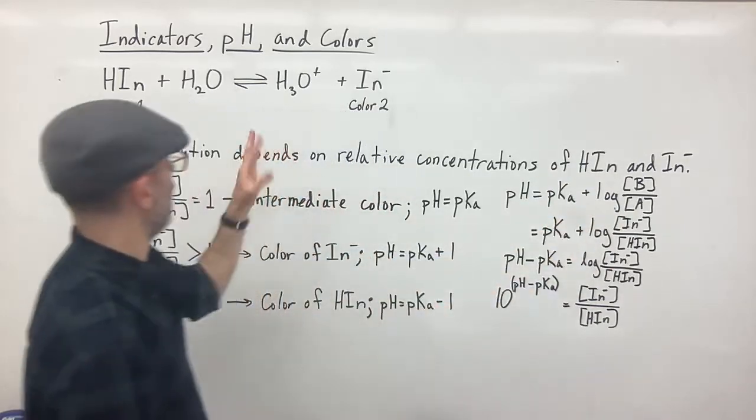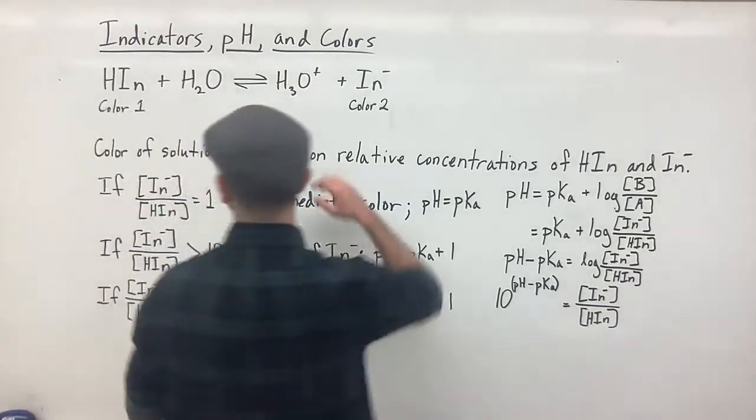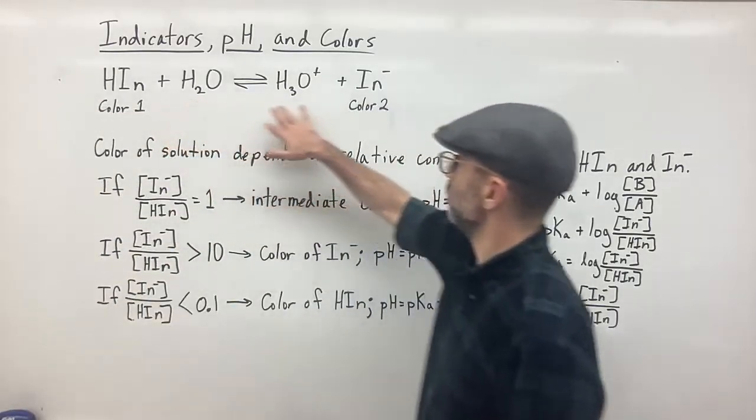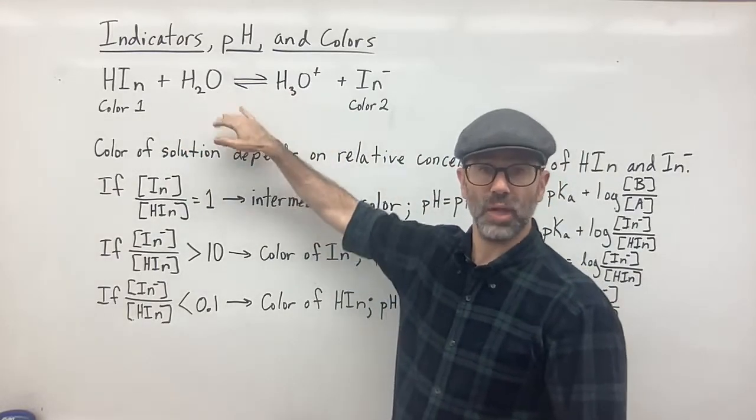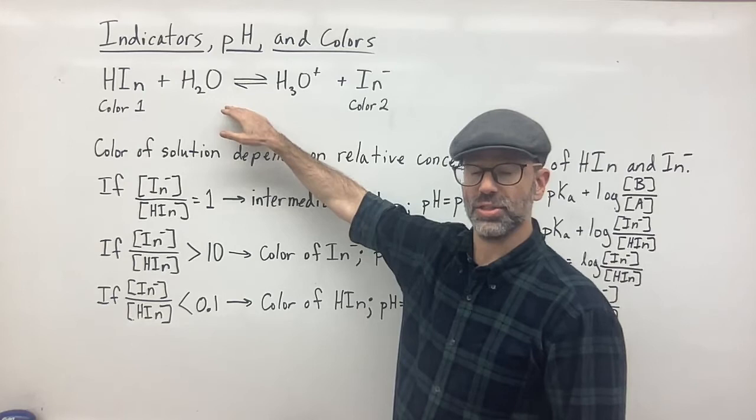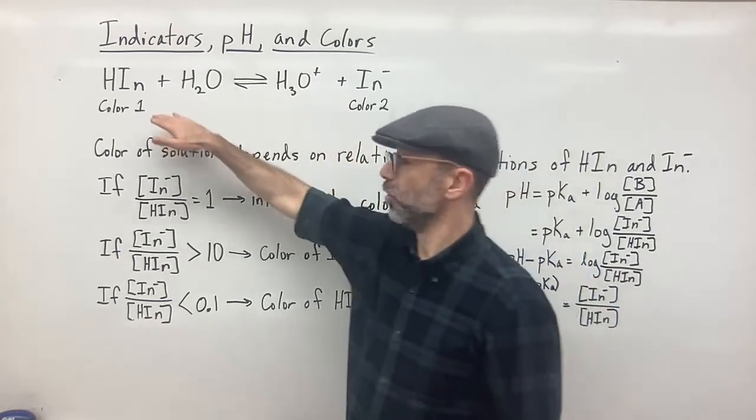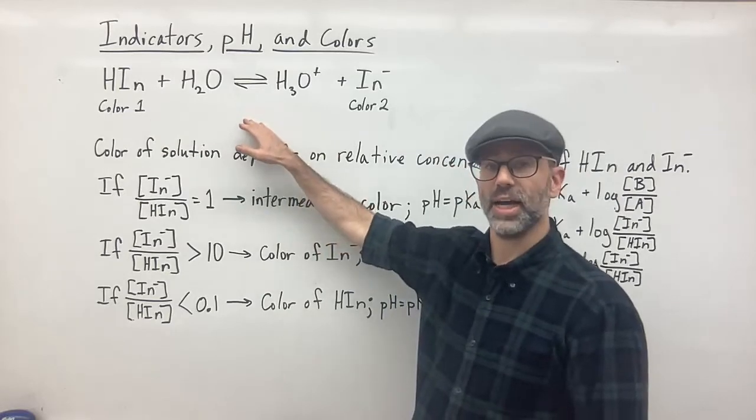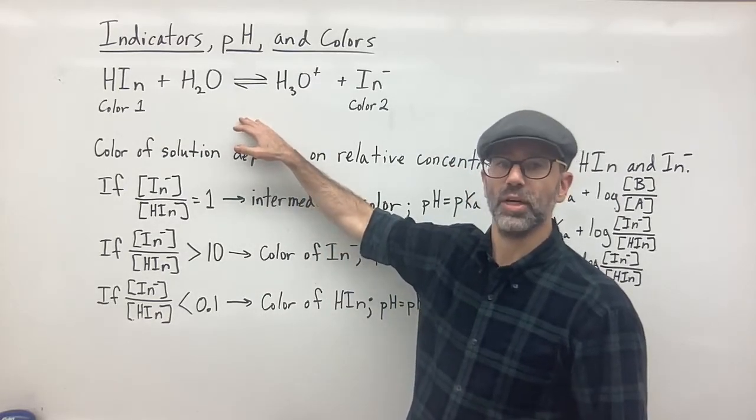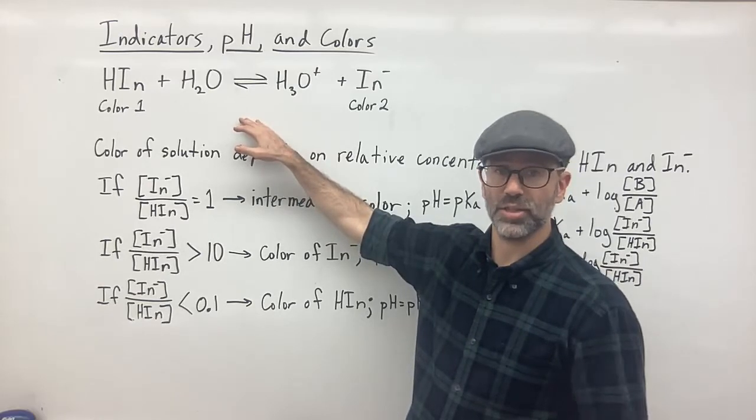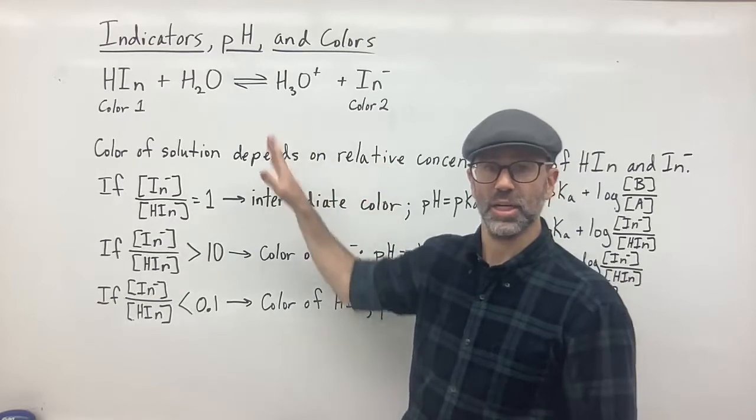But I want to go back here and stress a point. What's happening in the indicator? First of all, we don't need a whole lot of indicator added to our solution. The colors are so strong that you only need a tiny amount. So maybe 1 or 2 drops of an indicator is usually enough to get an obvious color change in your solution as the pH changes.